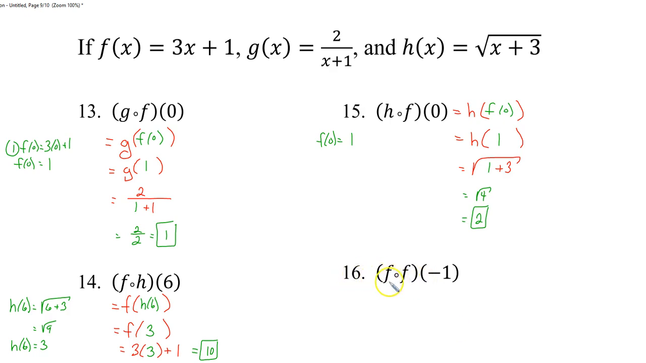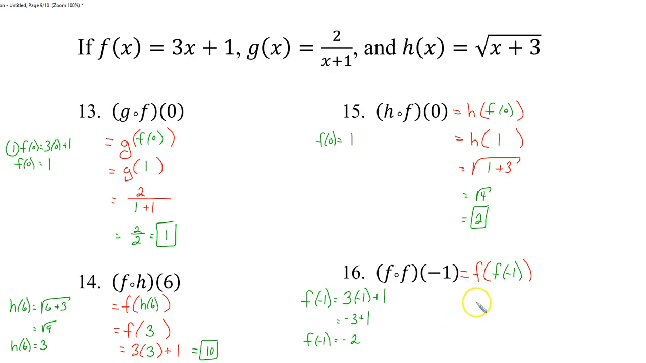And then finally we can find the composition of f of f of negative 1. Exactly what we did a while ago, except we have a value to plug in. So I'm going to be finding f of negative 1. So I will move over here to the side and find f of negative 1. So I have 3 times negative 1 plus 1. This will be negative 3 plus 1. So I find that f of negative 1 has a value of negative 2.